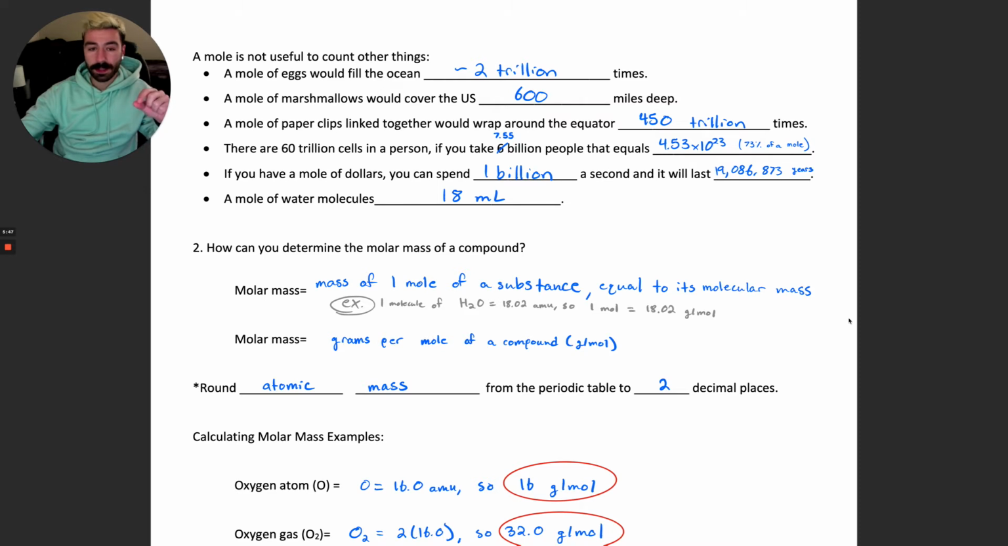And molar mass is just simply the mass in grams of 1 mole of a substance. So a mole of water molecules, for example. So the mass of 1 mole of a substance is its molar mass, and that's equal to its molecular mass. Now what I mean by that, here's an example. So 1 molecule of H2O weighs 18.02 AMUs, so atomic mass units.